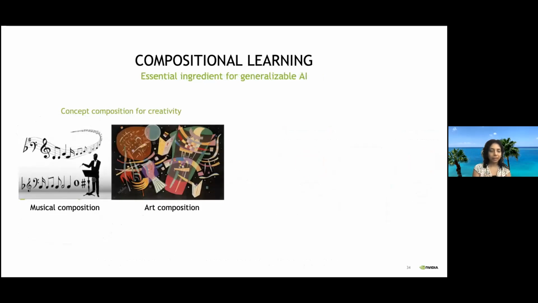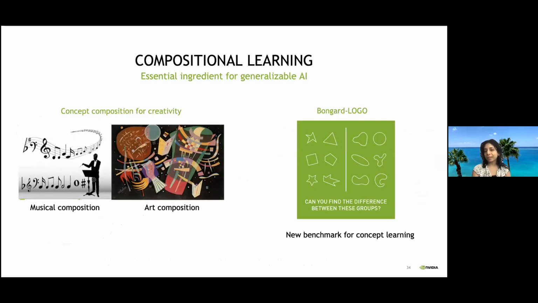And indeed, in our lives, we have all kinds of examples of composition, whether it's composing music or art, you're taking simple concepts and composing them in creative ways. And what we've recently done is construct a new benchmark for concept learning called Bongard-Logo that appeared in NeurIPS recently. And the idea is, can we challenge AI methods to discover concepts and carefully measure their ability to do this?